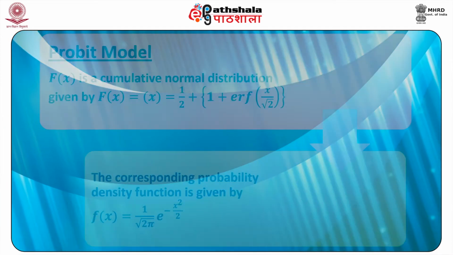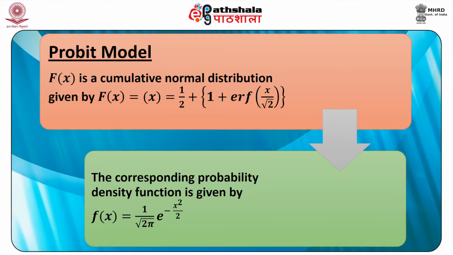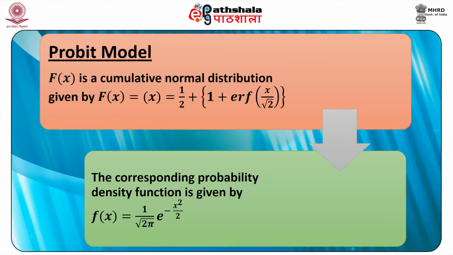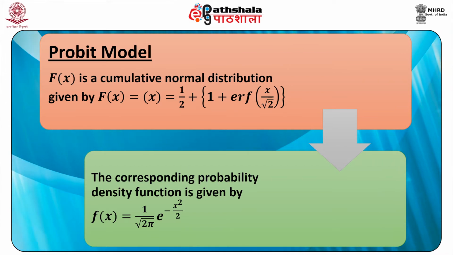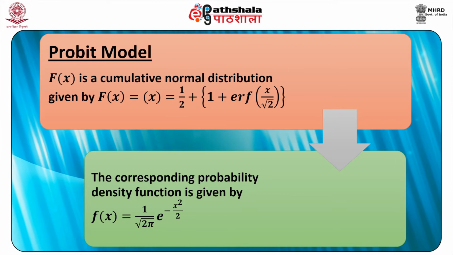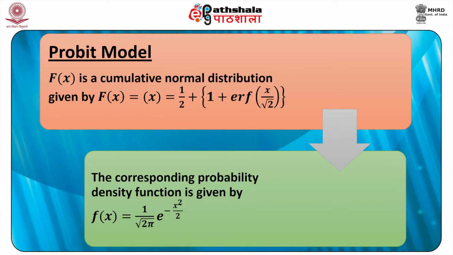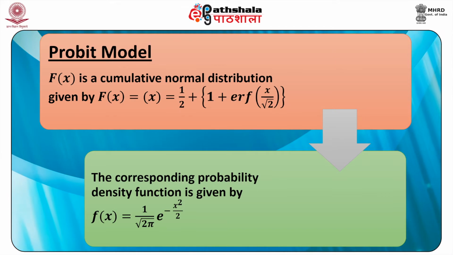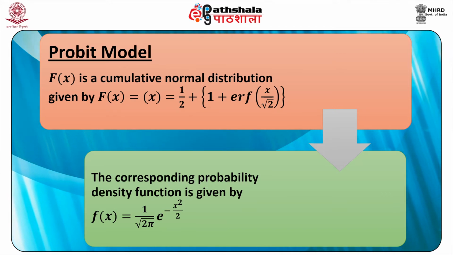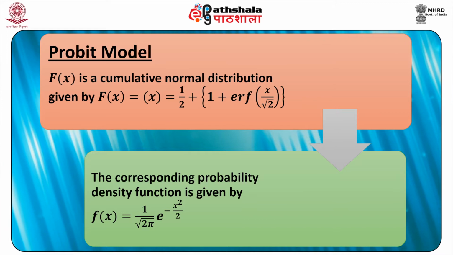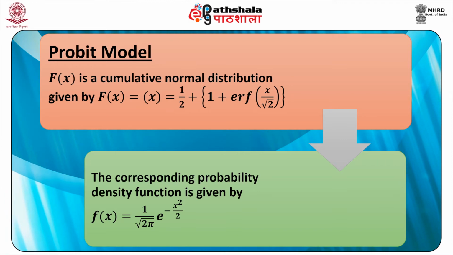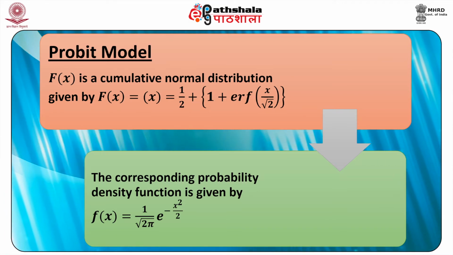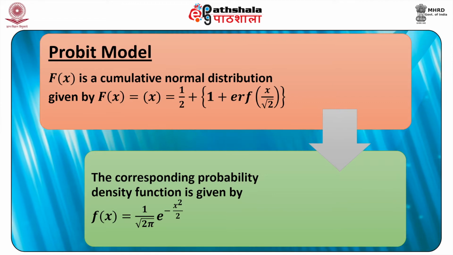In the case of the Probit model, F(x), or the cumulative normal distribution, is given by capital F(x) equal to half times (1 plus erf(x upon root 2)), the whole bracket closed. And the corresponding probability density function, small f(x), is equal to 1 upon root 2 pi times e raised to power minus x square by 2.